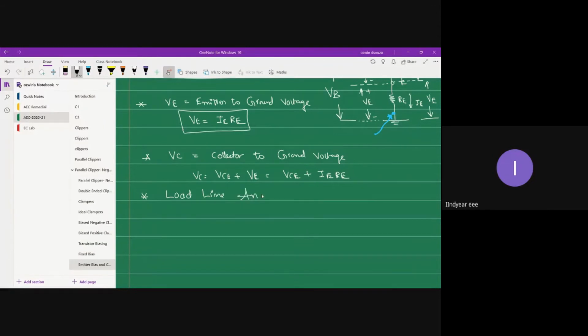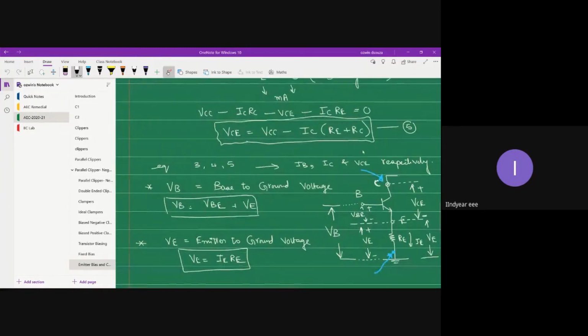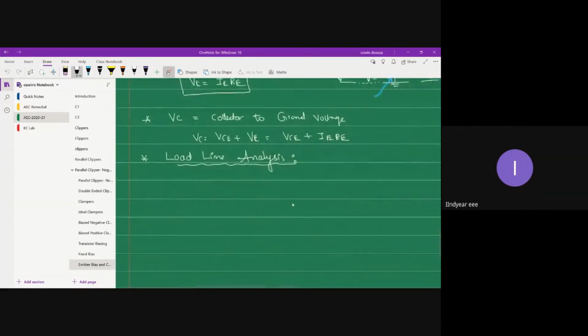Load line analysis. You know that load line analysis is constructed on transistor output characteristics. So we need to look at the transistor output equation, which is equation 5. Let me rewrite the equation. The transistor output equation: VCE is equal to VCC minus IC times RC plus RE. So this is your X variable and this is your Y variable.